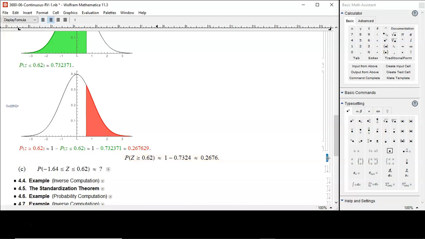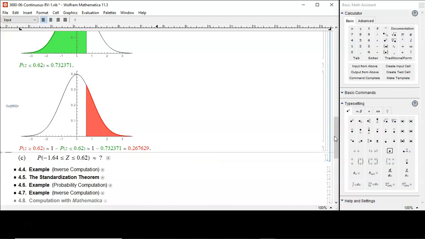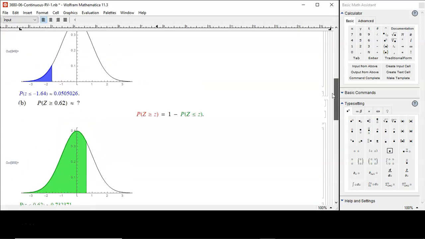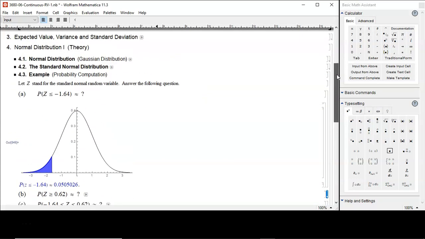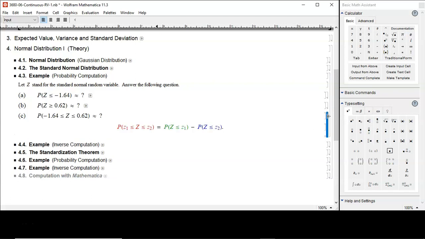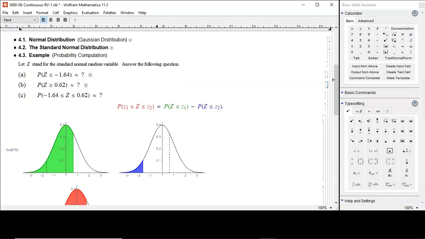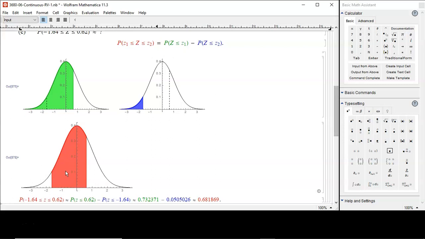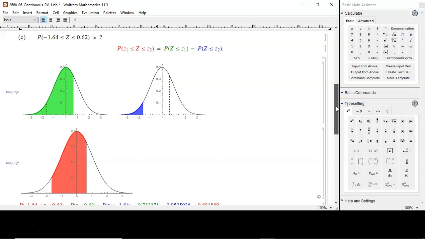So when do we have 1 minus? If you draw the picture, you'll see. If you shade to the right, that means you have to do 1 minus that. Now how about in the middle? Between negative 1.64 and 0.62, if you draw the picture, you'll see the middle. Negative 1.64 is to the left, 0.62 is to the right.